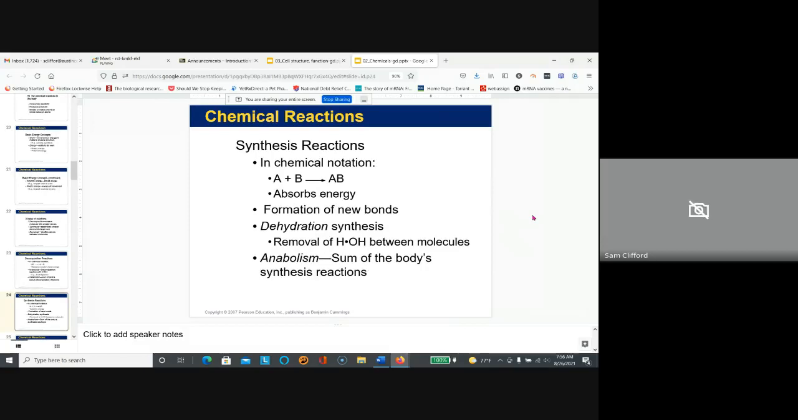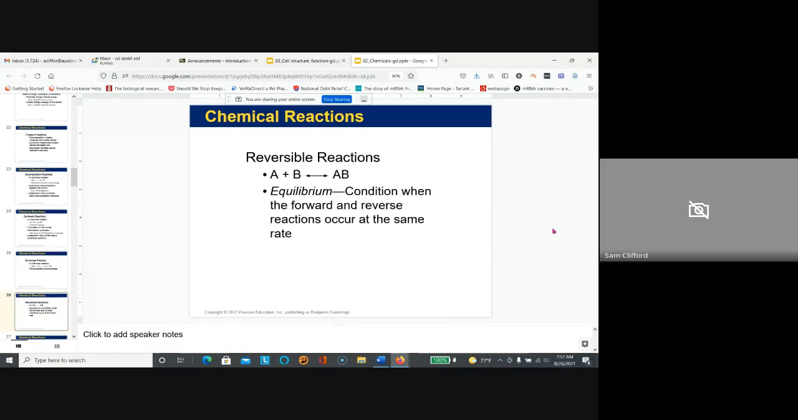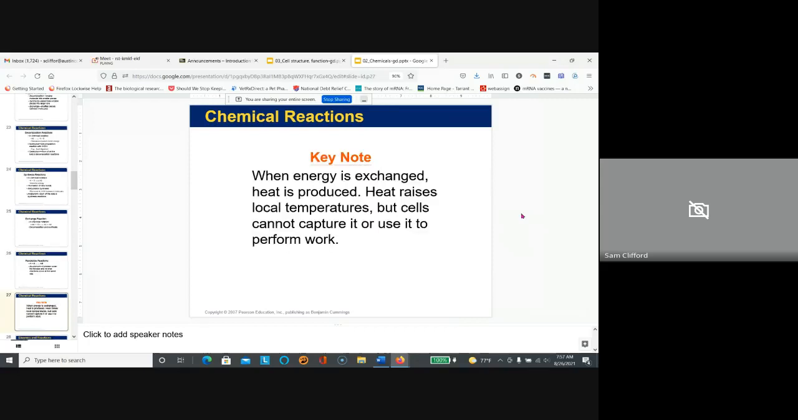We'll talk about dehydration synthesis in a moment. Anabolism is all the reactions of the body to synthesize compounds. We don't need that one. Reversible reactions we will talk about, particularly with carbon dioxide and water. Cells cannot capture or use heat energy. That's how we keep our body at a certain temperature.